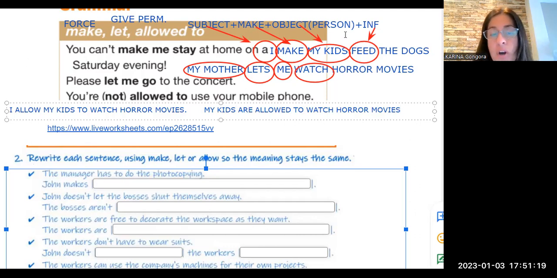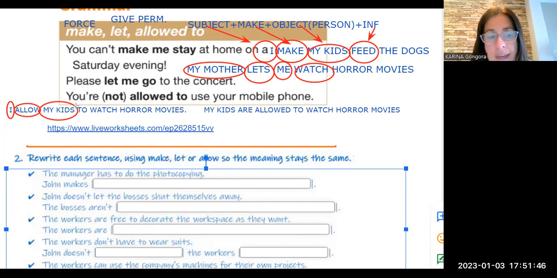En la primera venimos con la misma de antes, similar de alguna manera. We have a subject, tenemos un sujeto, el verbo que utilizamos. Then, of course, the object, yes. Y acá estaría la diferencia, que tengo to en lugar de tener solamente el verbo, yes. Siempre con allowed va a ir to, right? I allow my kids to watch horror movies.